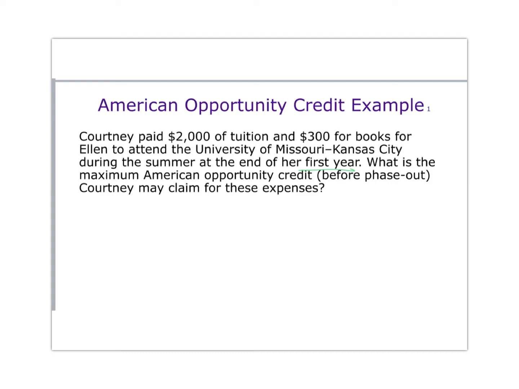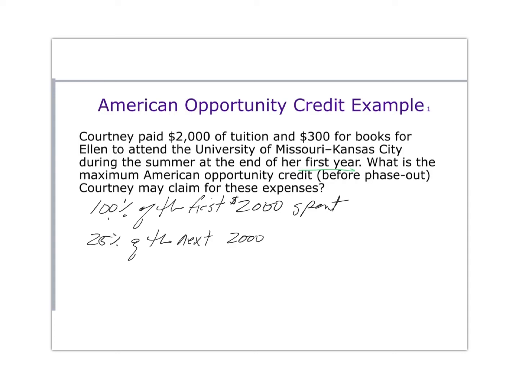Okay. What is the maximum American Opportunity credit, before the phase out that Courtney may claim for these expenses? So remember, American Opportunity credit, first 4 years of school, tuition, fees, and books count. All right. So how do we calculate this credit? Well, we get 100% of the first $2,000 spent, all right? And then we get 25% of the next $2,000 spent, all right?